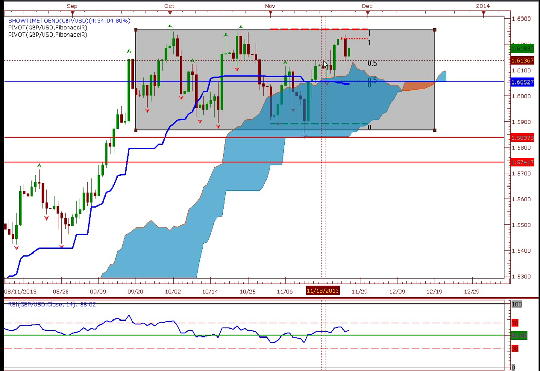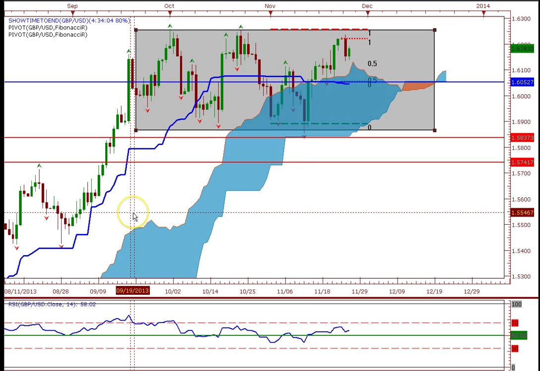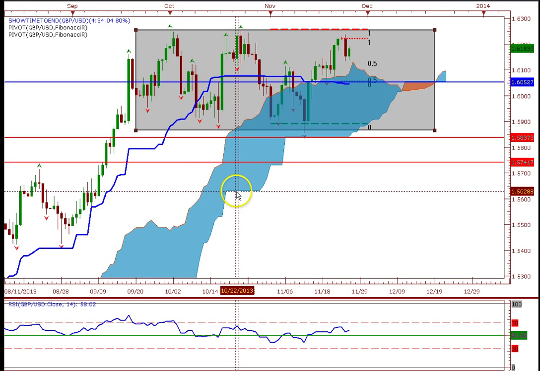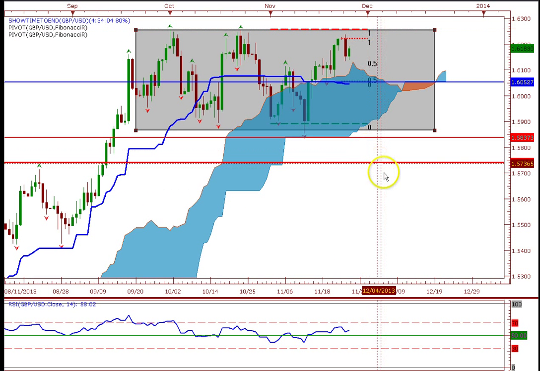We're bouncing on those levels. We've been bouncing on those levels for quite a while, pretty much since September. We need to bust out of that box, and then this will be a nice trade either way.